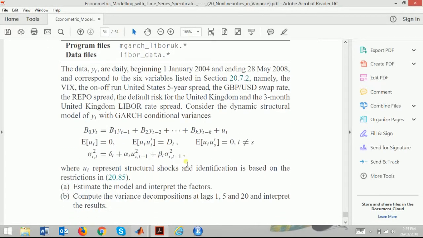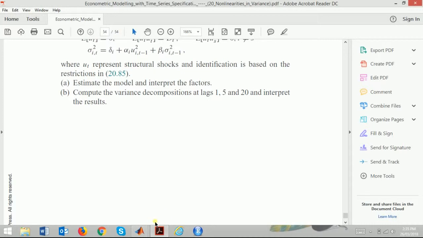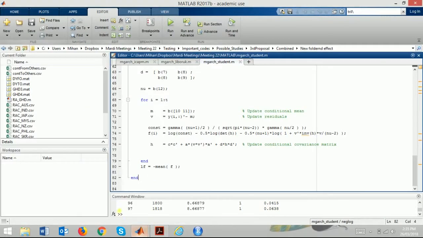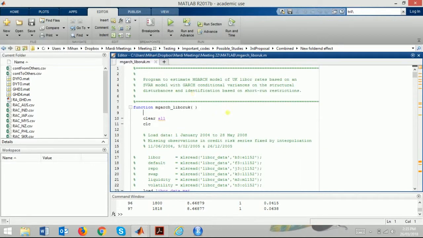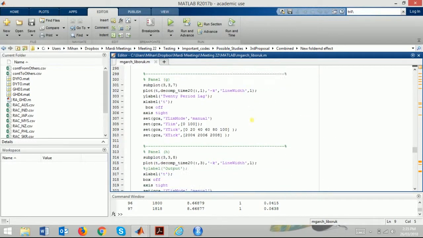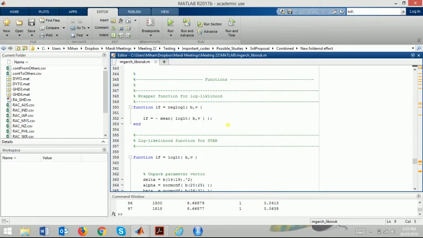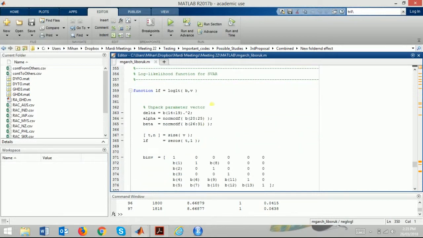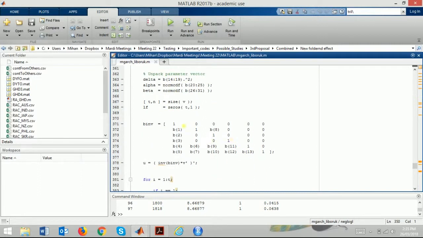Modeling LIBOR rate for time varying volatility, everything is there, 1, 5, and 20 period. And this is structural VAR, another way to model VAR. So LIBOR, is there any additional function? Are we optimizing any function? Probably. So this is a wrapper function for SVAR, B, and volatility V. So delta, unpack parameter vector, delta is 14 to 19. So how many is there?